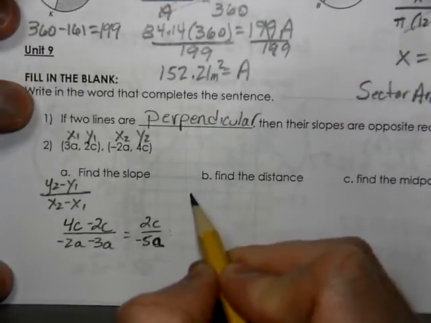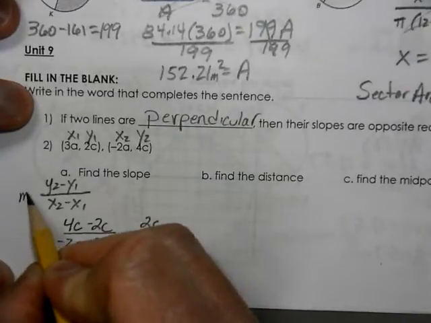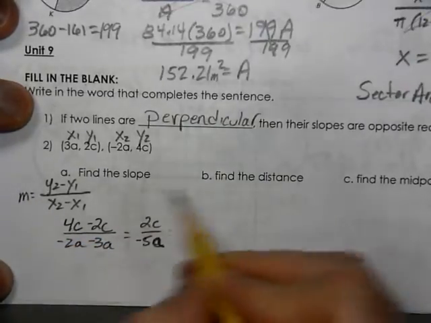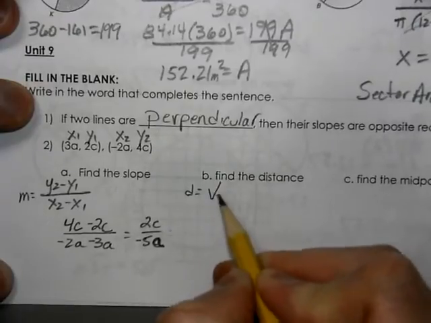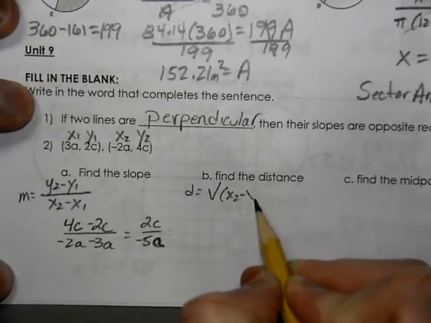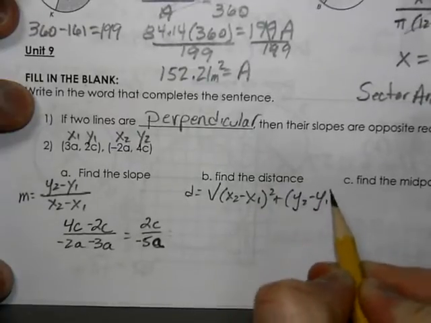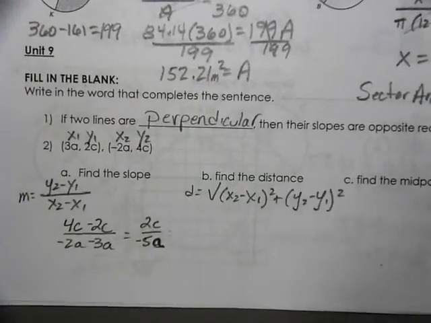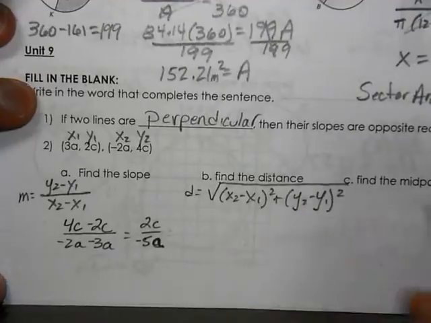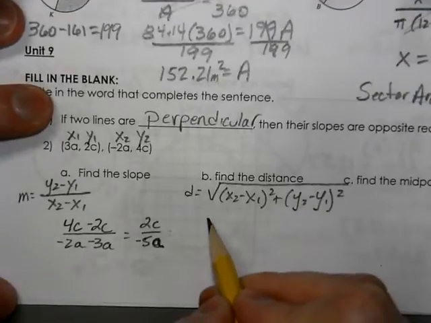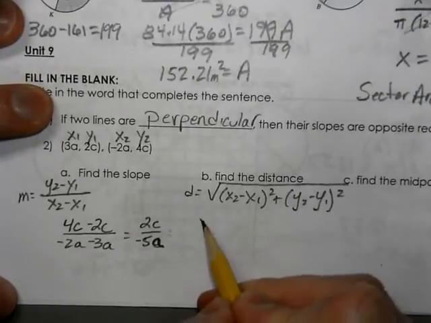The distance formula. Slope is typically represented by an m, distance would be a d. x2 minus x1 squared plus y2 minus y1 squared. So we'll plug in our points.